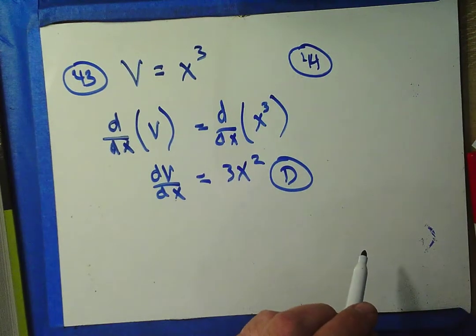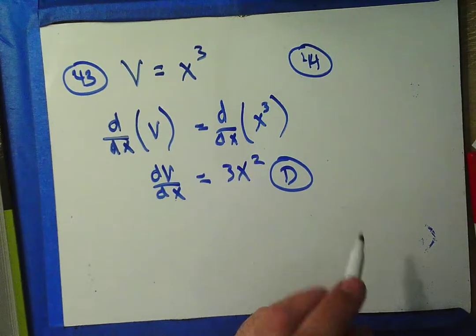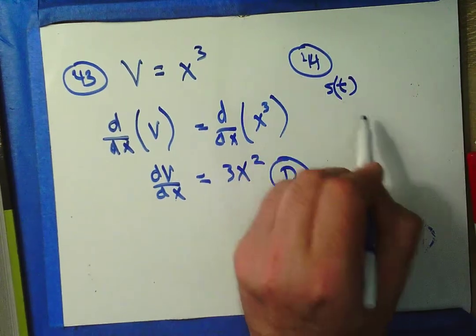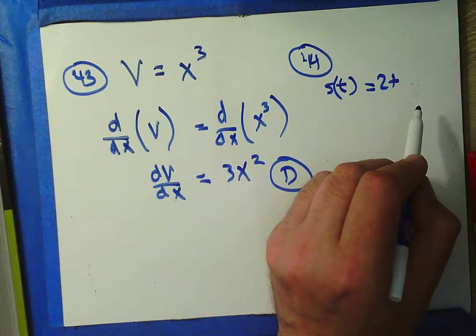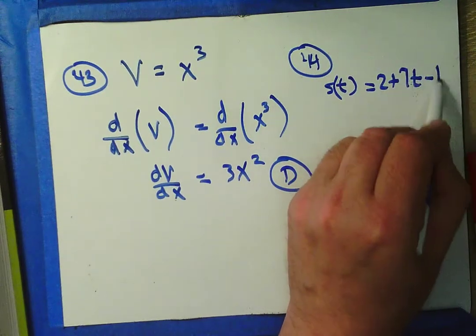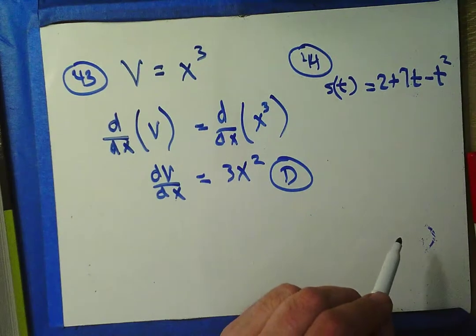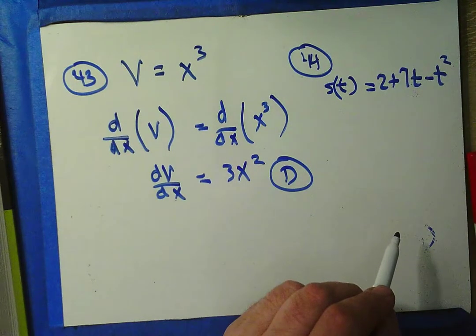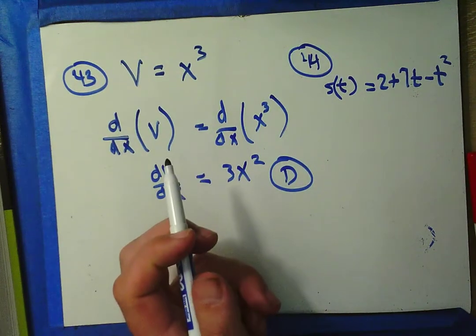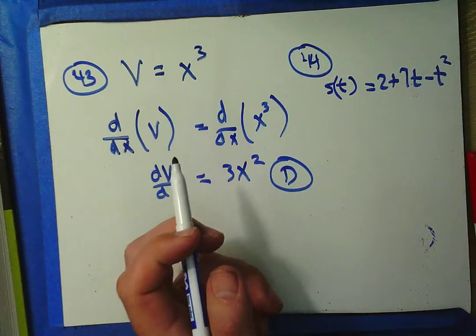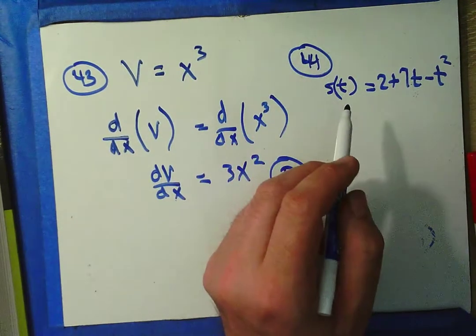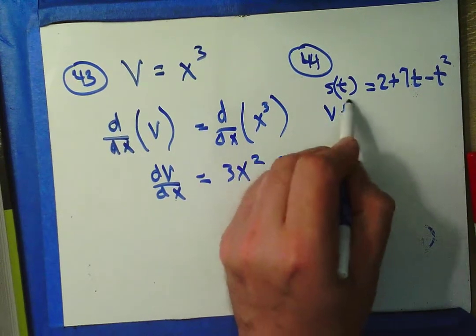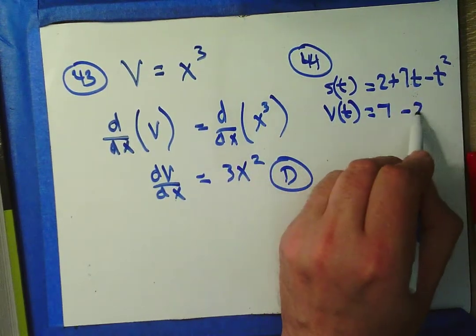44 says a particle moves along where position is given by 2 plus 7t minus t squared, for t greater than or equal to 0. At which of the following times is the particle moving left? Well, I just found in that problem a few minutes ago it's much easier to figure out the particle is moving left when the velocity is negative. So I'm going to take a look at velocity. V of t is 7 minus 2t.